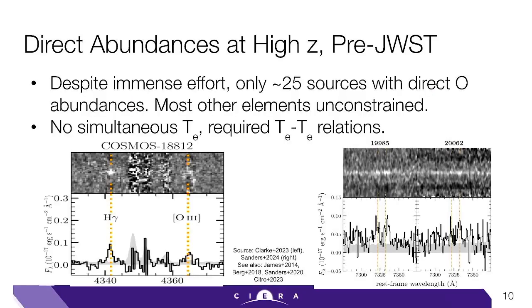Actually measuring that gas phase metallicity is very difficult, and despite Herculean efforts from the ground, before launch of JWST, only 25 galaxies had direct oxygen abundance measurements, and the abundances of most other elements were totally unconstrained. And furthermore, no high redshift galaxy had more than one direct electron temperature, so by default, they had to use the electron temperature scaling relations, which may not necessarily have the same functional form at high redshift, especially so if these galaxies have, on average, harder ionizing spectra.